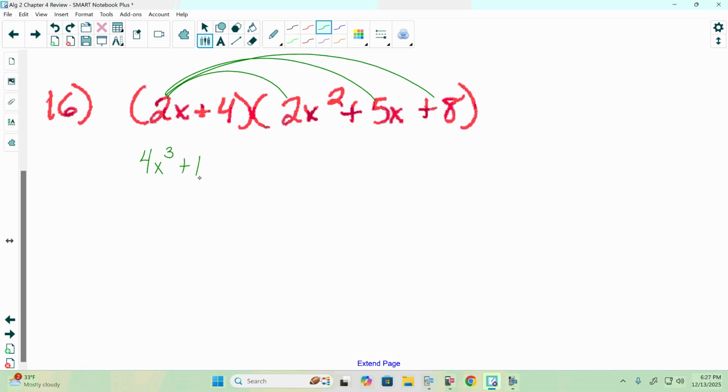2x times 5x, 2 times 5 is going to be positive 10. Our x times x is x squared. And lastly, 2x times 8, 2 times 8 is 16. And we do still have that x.